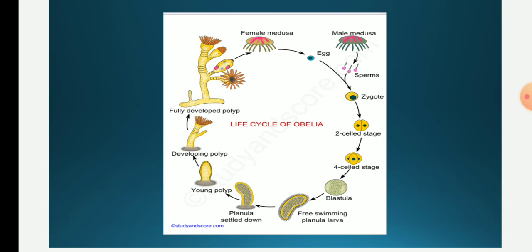Blastostyle reproduces asexually by budding. The blastostyle develops several buds. That's why it is called reproductive in function. These buds produced by the blastostyle develop into umbrella-like zooids called medusae. Medusae are the sexual zooids.